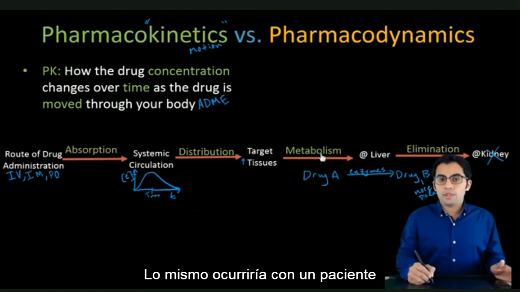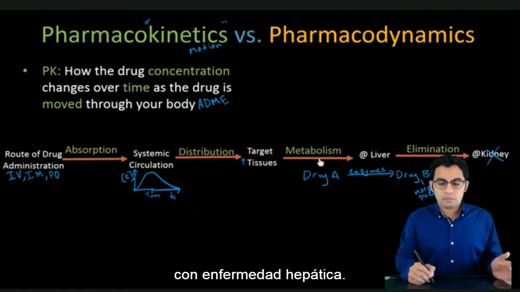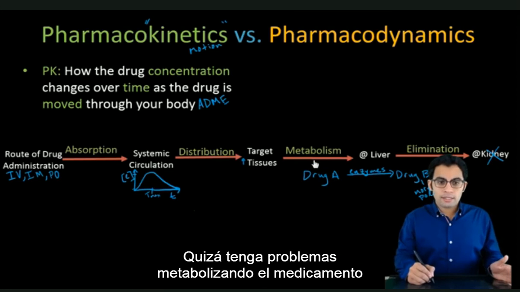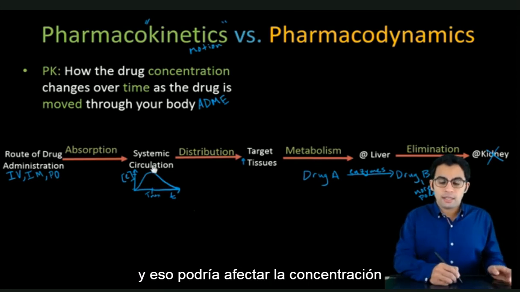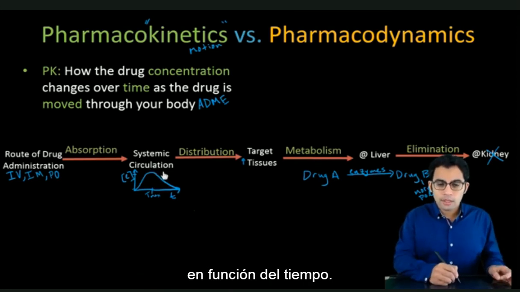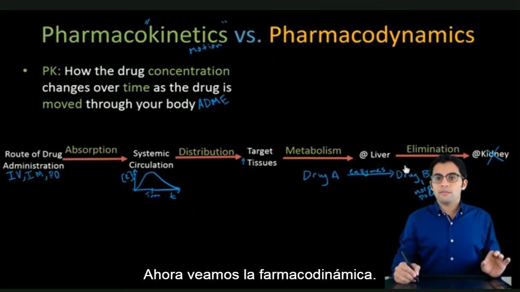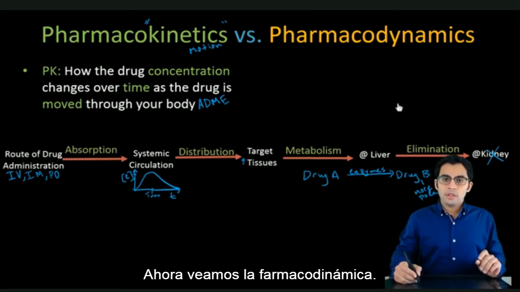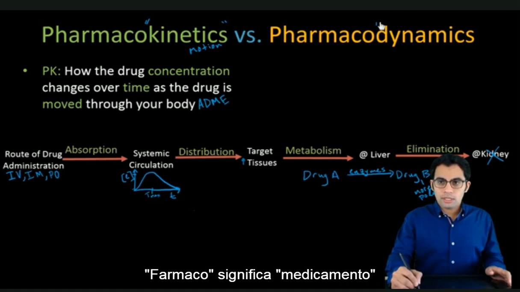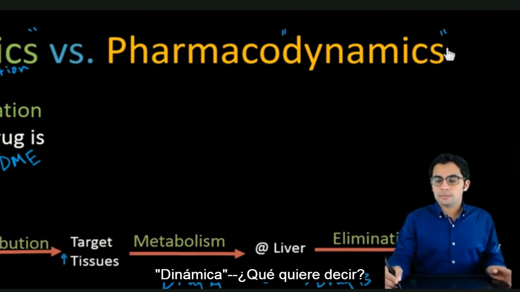The same thing might be true for a patient who has liver disease. They might have problems metabolizing the drug, and that might affect the concentration as a function of time. So this is pharmacokinetics, my friends. Now let's look at pharmacodynamics. So pharmaco, again, means drug. Dynamics, what does this mean?